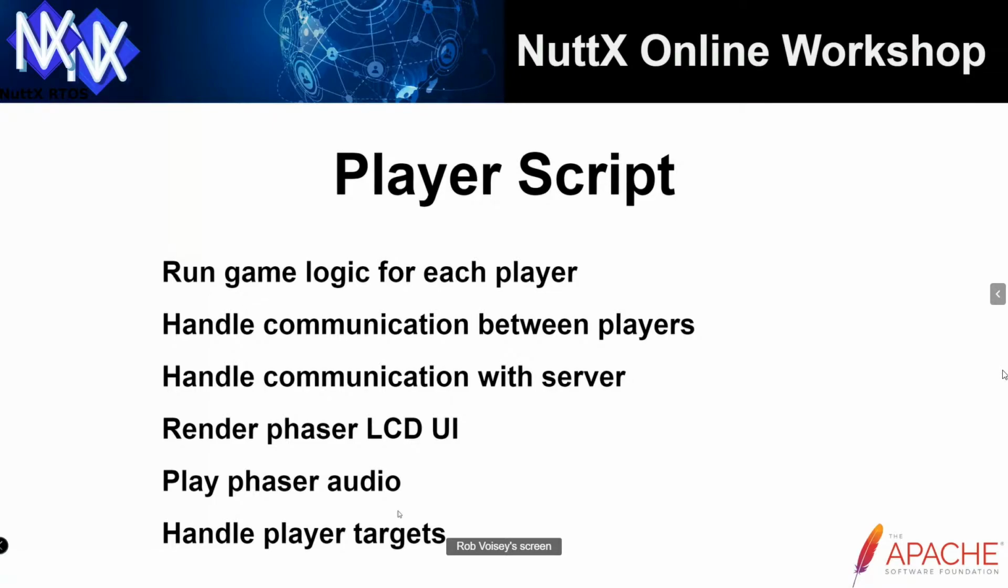The script also renders the LCD user interface, which is mostly a mix of MJPEG animations and text. It can play audio, so there's 4 independent audio channels. We only use 3 right now, 1 in the gun, 2 on the shoulders. And they're all up to 4-channel polyphonic, and because of that we use WAV files, rather than trying to run too many MP3 decoders. And they handle communication with the player targets.